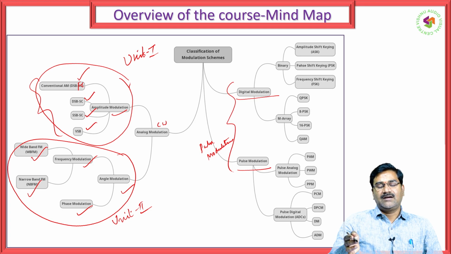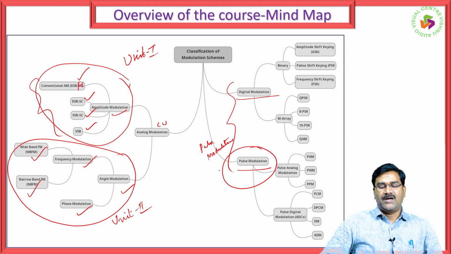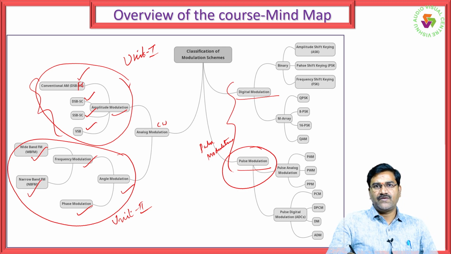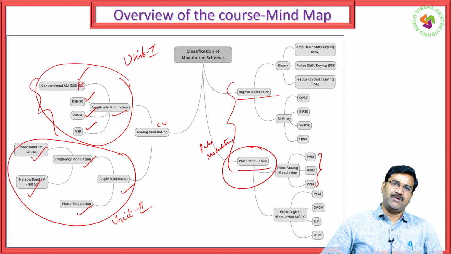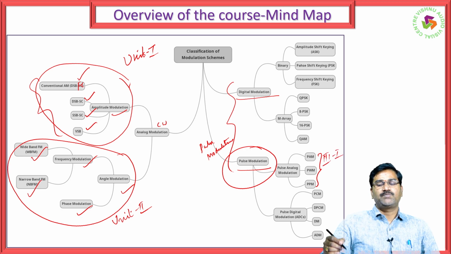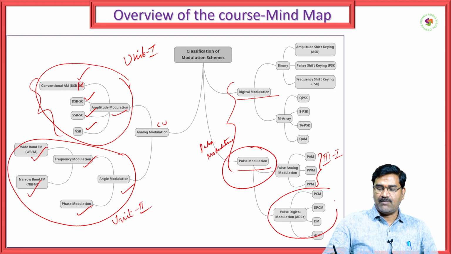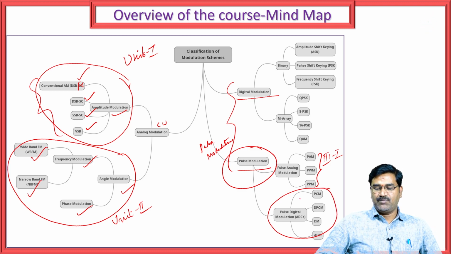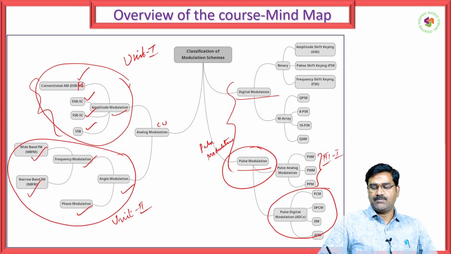The third unit will cover the pulse modulation schemes, where you are going to define the pulse modulation schemes. There we have various modulation schemes like PAM, PPM and PWM. This is the third unit first part, where we will be covering the pulse analog modulation schemes. Thereby you will be studying how to convert an analog sample value into a digital sample value. That will be covered in the third unit second part.